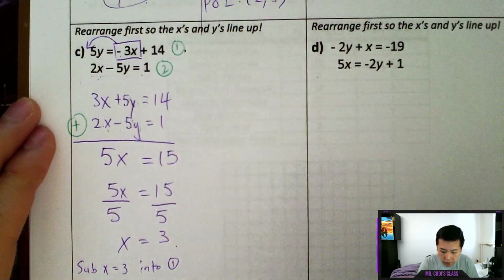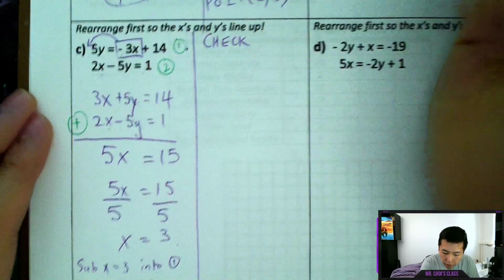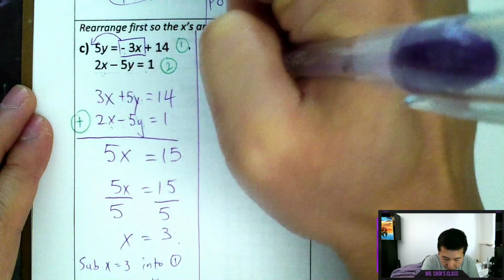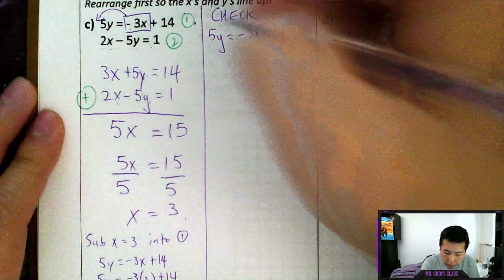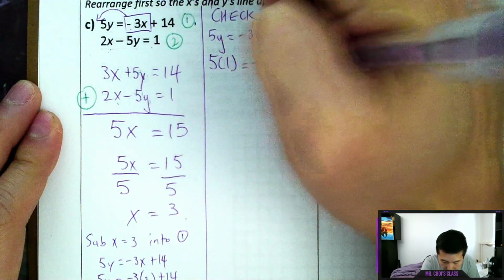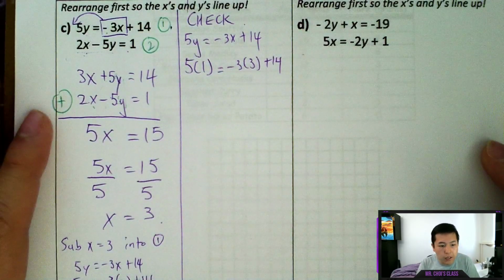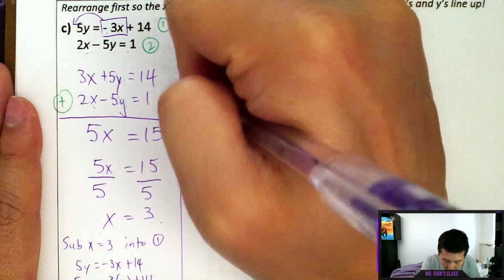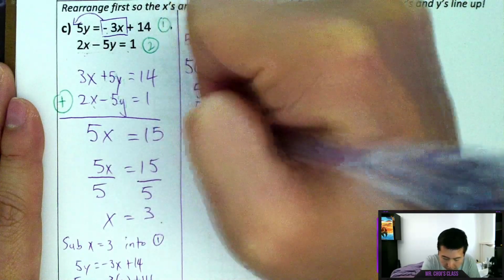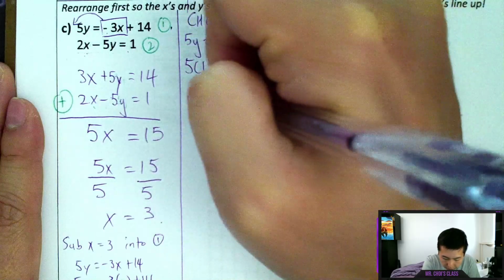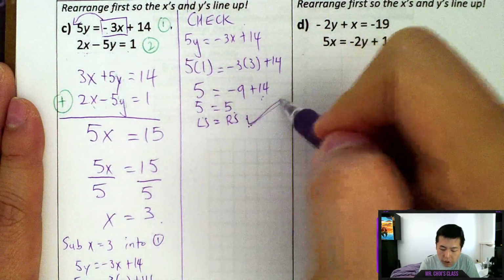To check our work here, I'm going to use my first equation. We said x is 3 and y is 1, so I'm going to plug it in. We get 5 times 1 equals negative 3 times 3 plus 14. That equals 5 equals negative 9 plus 14. Negative 9 plus 14 is 5. 5 equals 5. Left side equals right side, and there's a check there.